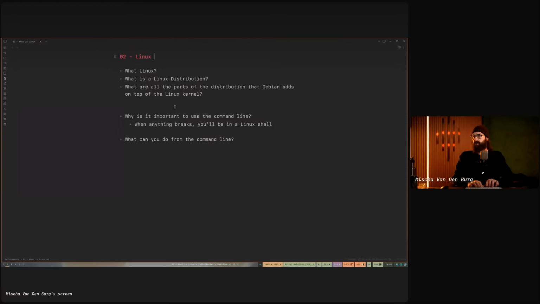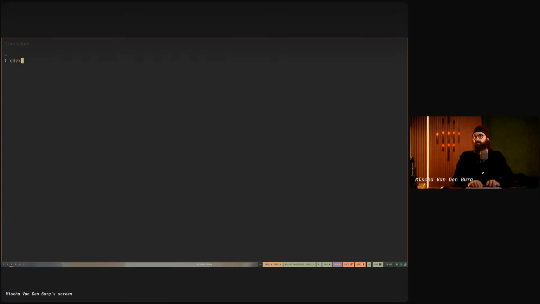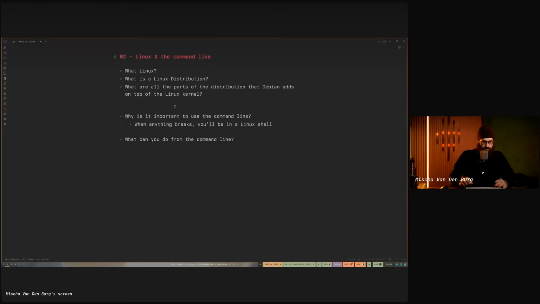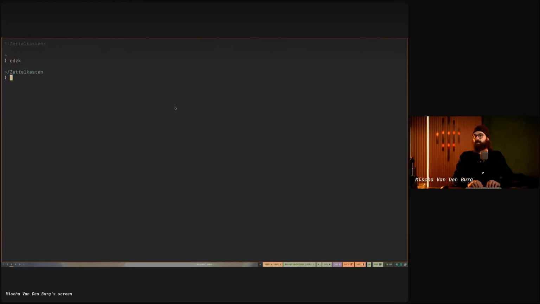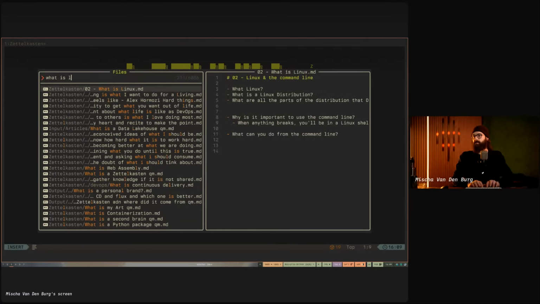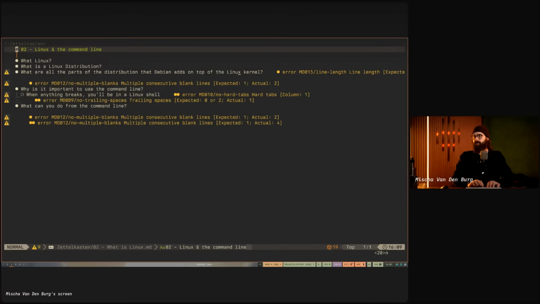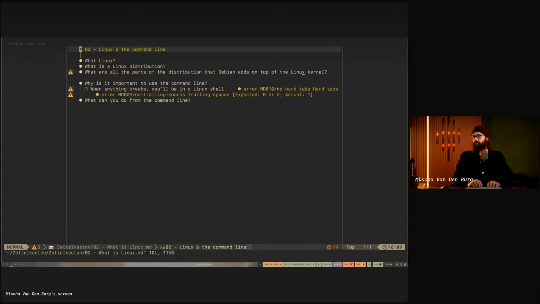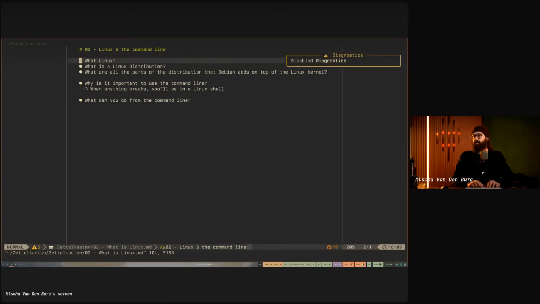Linux and the command line, let's call it that. Actually, let's just go and open that. What is Linux? Let's just open that in my preferred text editor, which is NeoVim. All right, so I feel a little bit more comfortable here.